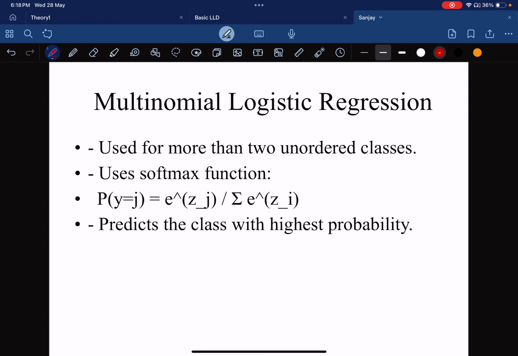Multinomial logistic regression. From the name itself, we can understand that there are multiple classes, more than 2 classes, and they are unordered classes. For example, let's take class 1, class 2, and class 3. For simplicity, we can take 3 classes.